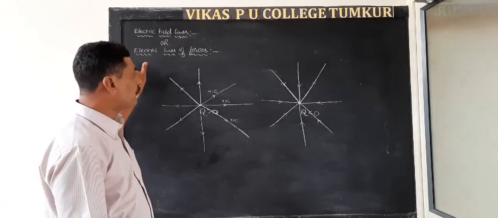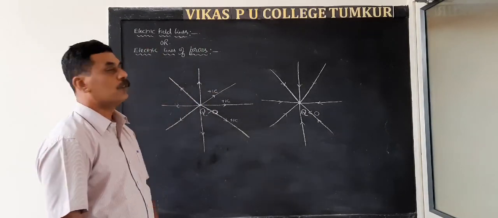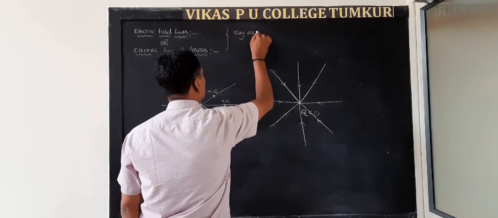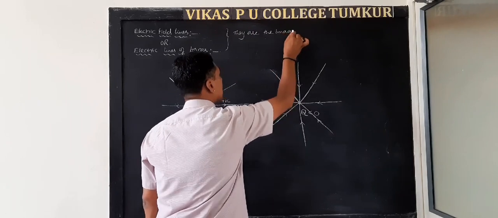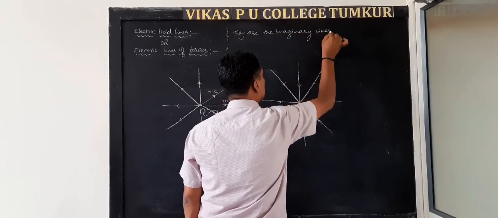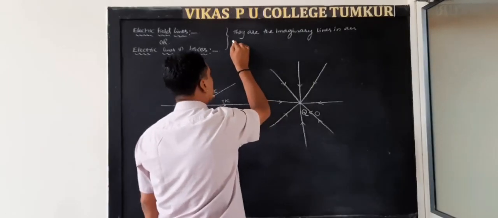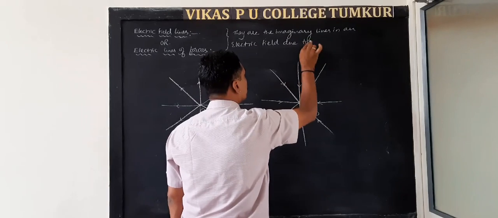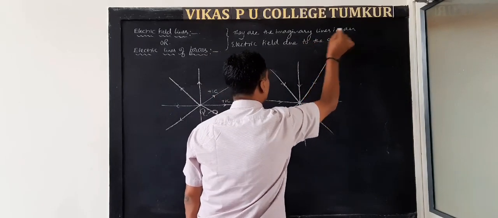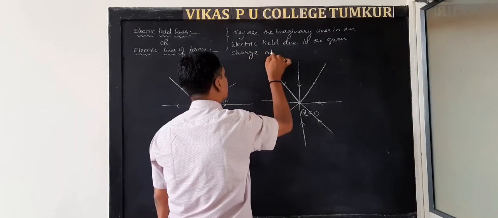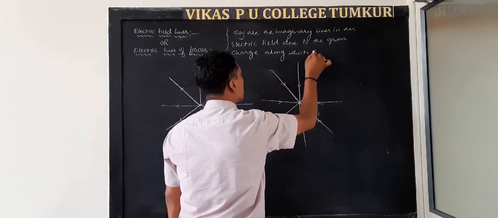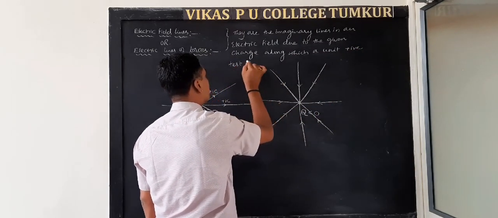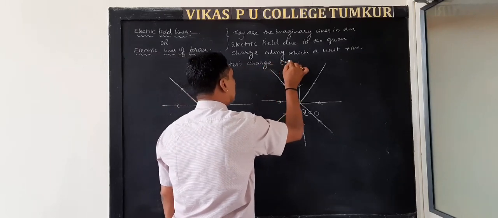So then the definition of electric field lines or electric lines of forces is this: they are the imaginary lines in an electric field due to the given charge along which a unit positive test charge tends to move.